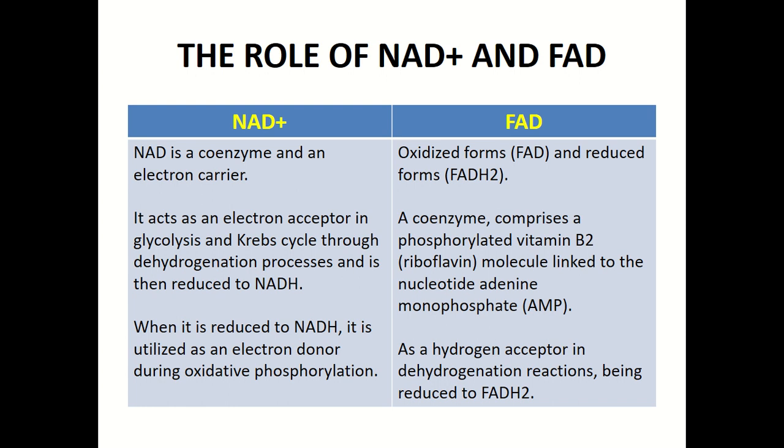Meanwhile, FAD is the oxidized form, and its reduced form is FADH2. It is also a coenzyme, just like NAD+, and it comprises a phosphorylated vitamin B2, also known as the riboflavin molecule, that is linked to the nucleotide adenine monophosphate. It functions as a hydrogen acceptor also in dehydrogenation reactions, and is thus reduced to FADH2.